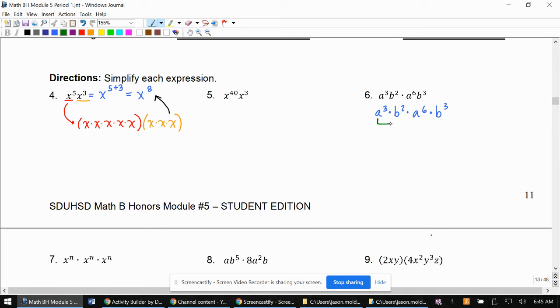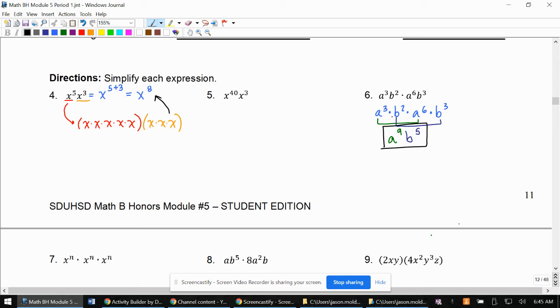If we're multiplying with the same base, we are going to add the exponents. So 3 plus 6 is 9. Do you need to draw this little grouping thing, whatever you want to call this? No. I'm just kind of focusing in on which ones have the same base. So these do, and we get b to the 2 plus 3, which is 5. So our final answer is a to the 9th, b to the 5th. And it's also okay to not show any work.